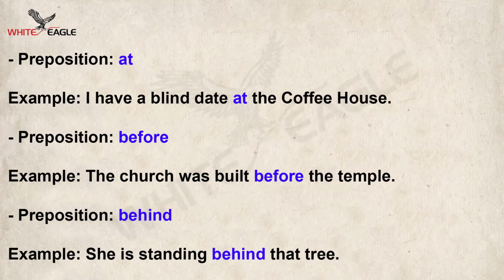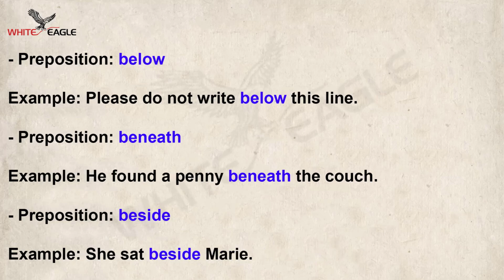Preposition: at. Example: I have a blind date at the coffee house. Preposition: before. Example: The church was built before the temple. Preposition: behind. Example: She is standing behind that tree. Preposition: below. Example: Please do not write below this line.